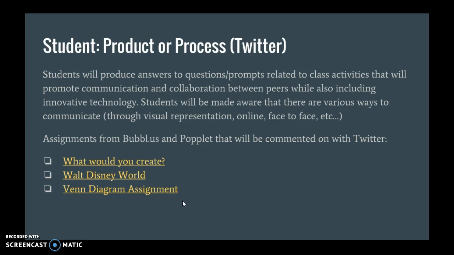Students are going to be made aware through learning objectives that there are various ways to communicate. Some examples are visual representations, which we studied in Part 1, online communication, which is Twitter, and face-to-face instruction, which is the traditional classroom setting that most students are used to.